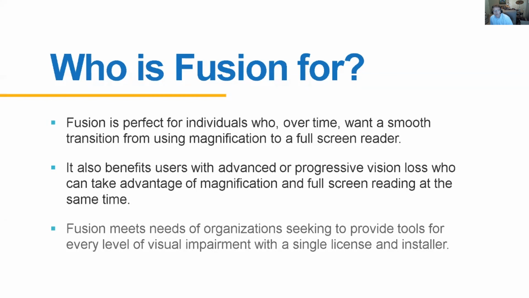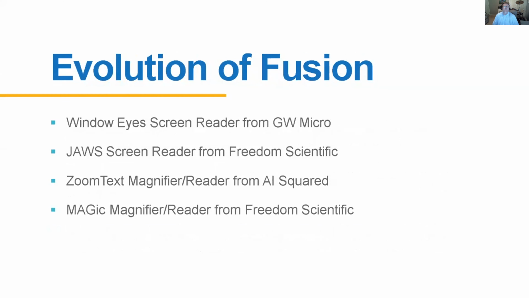The other really nice thing about Fusion, this last bullet point, Fusion meets needs of organizations seeking to provide tools for every level of visual impairment with a single license and installer. So coming from the nonprofit world, it was great when Fusion came out because we had a lot of blind employees, and we wouldn't always know what to expect. Would we need to put ZoomText on a machine or JAWS on a machine? You can just put Fusion on it, and then whoever sits at that station, they're going to have what they need. They can use ZoomText or JAWS or Fusion. So it was very beneficial when that came out.